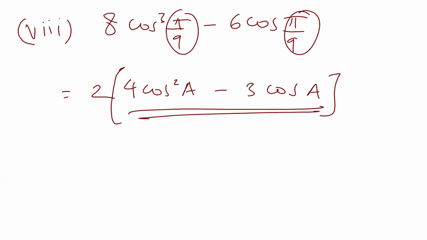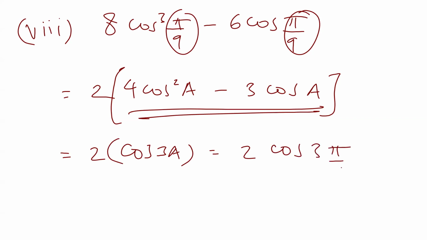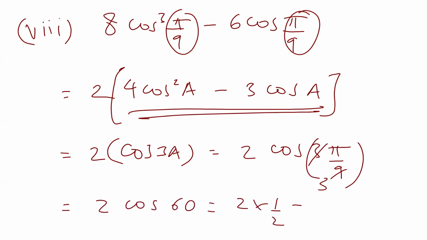Now this is the triple angle formula: 2 into cos 3A. So 2 into cos 3 pi by 9, the value of A is pi by 9. So this is 2 cos pi by 3, which is 180 by 3, which is 60. 2 into half. The answer is 1. Okay. So that was your question number 1.